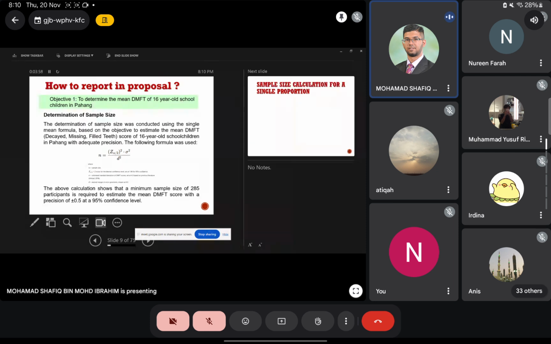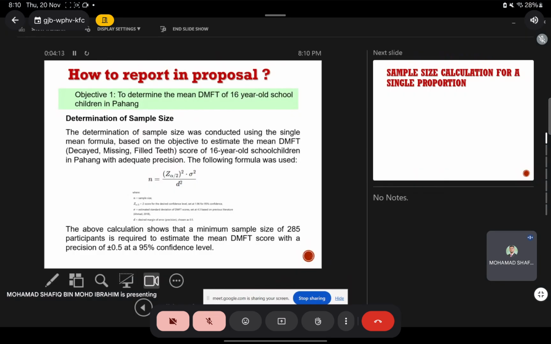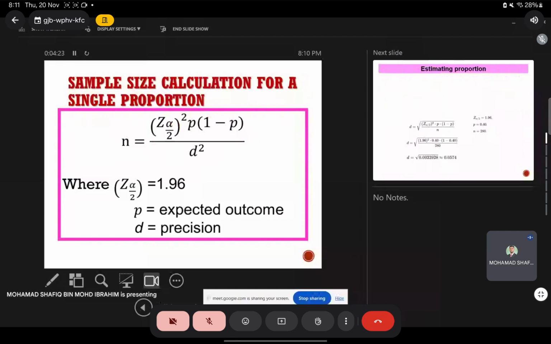If you have the power of study, at the moment here we have not calculated it because we consider a descriptive study. But again, for this one, at least you need to know the precision as well as the confidence interval. So this one is for the single mean formula. Next one here.